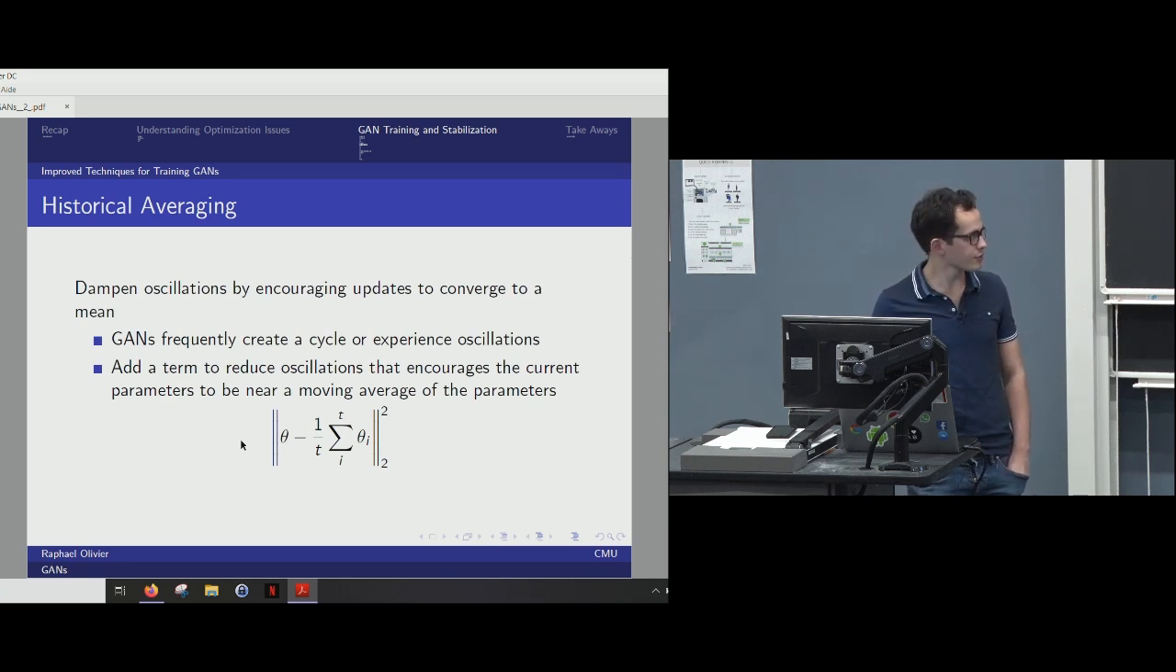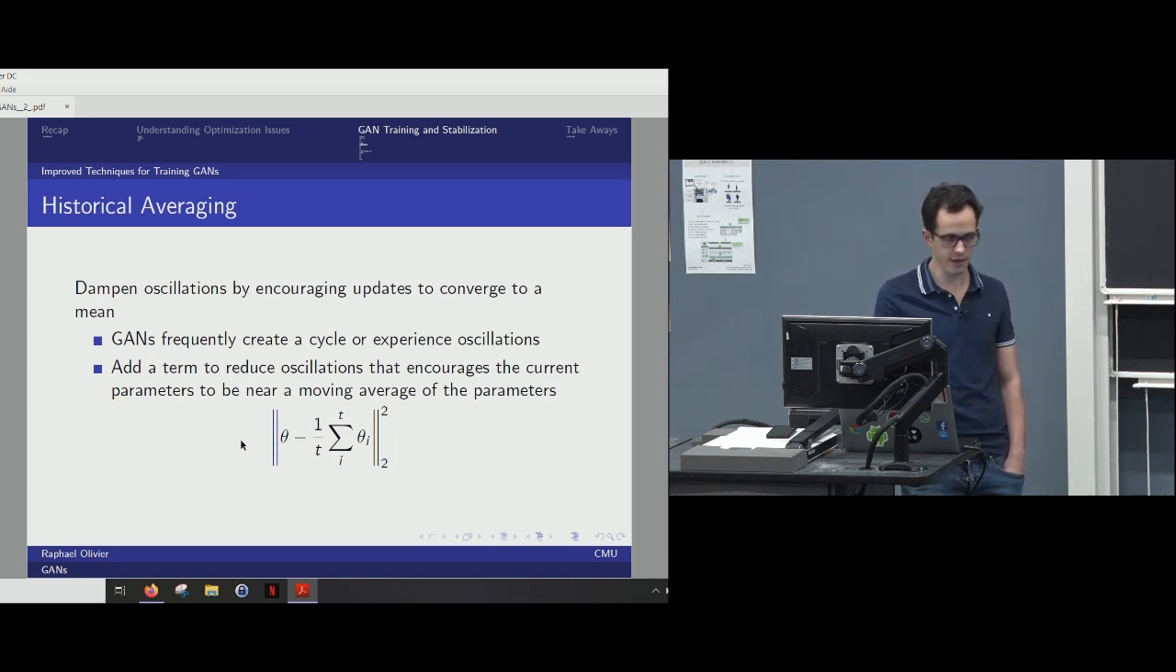All right, third idea is historical averaging. This one is actually a bit simple. You remember that in the two-dimensional example with the video, there were oscillations, and the oscillatory problem was the entire reason why the convergence was slow, and intuitively, if you have less oscillations, the convergence process is going to be clearer and faster.